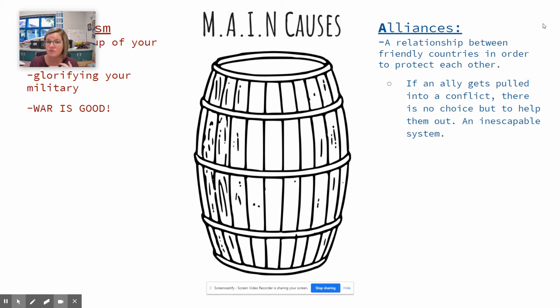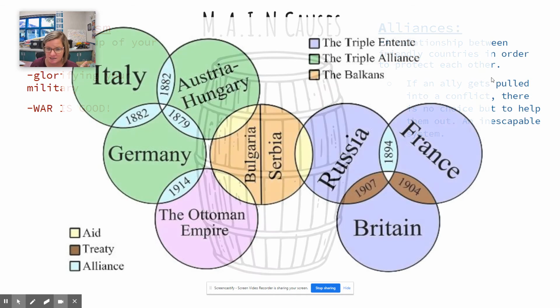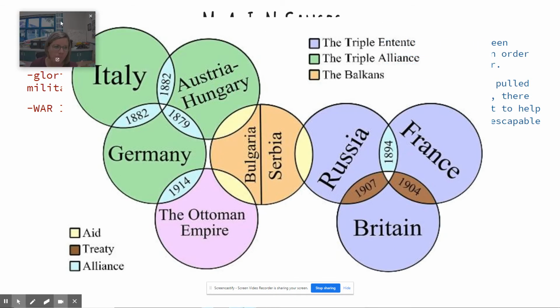Number one, do you have a common culture, common language, especially language? We're going to look at Russia, and Russia is going to back up Serbia because they are of Slavic nationality. If you have similar types of government, they're going to have some alliances there. So we're going to look at the alliances.